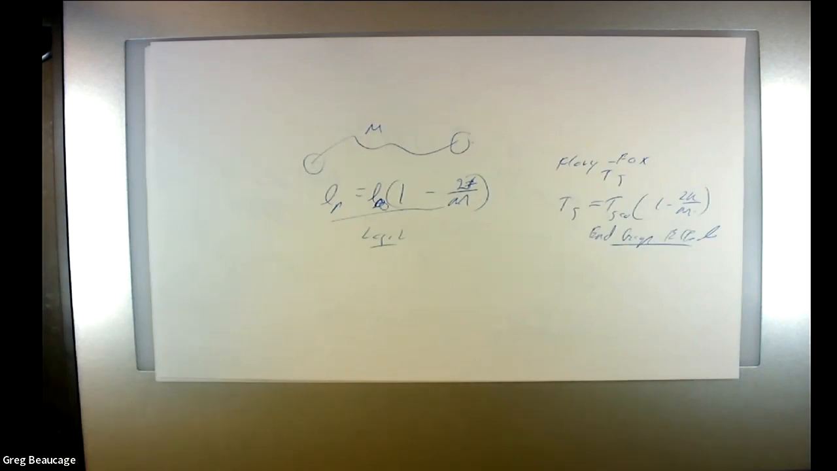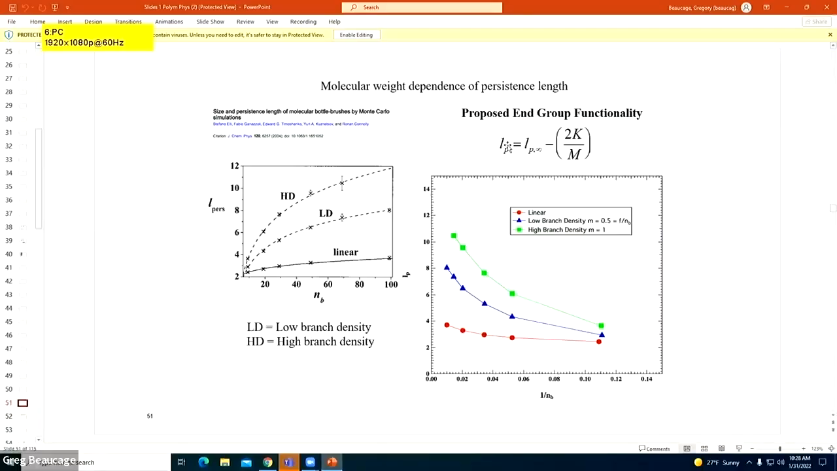So how does that work? He didn't do this, but this is LP versus 1 over N, which would be that function. It doesn't work. I mean, you'd think this would be like an end group effect, but it doesn't really follow that. So it's kind of weird.